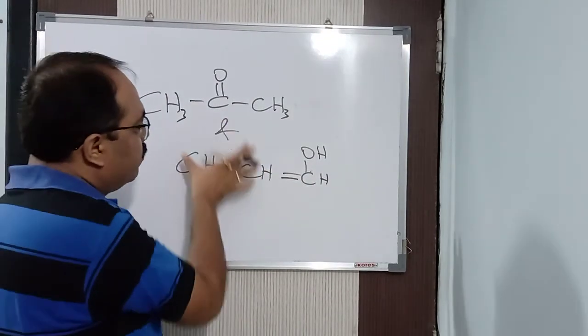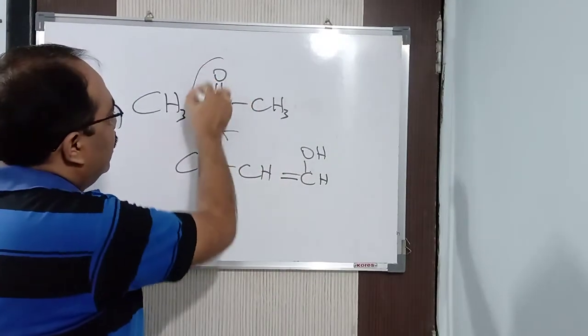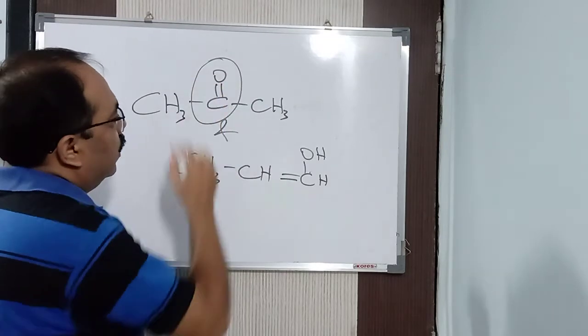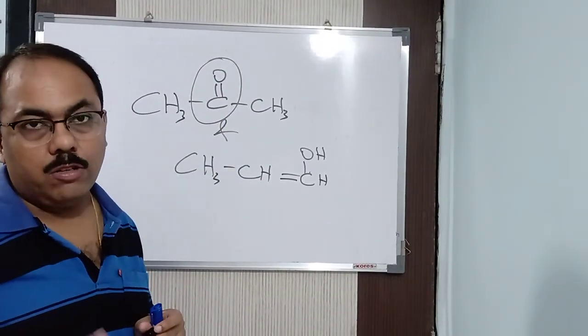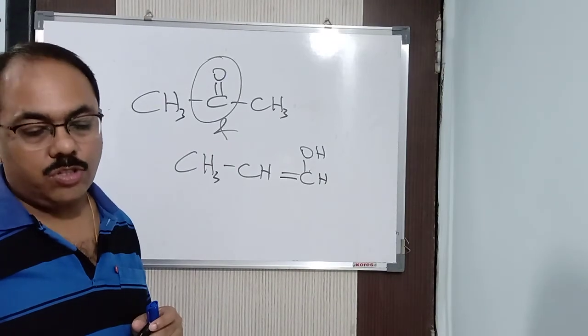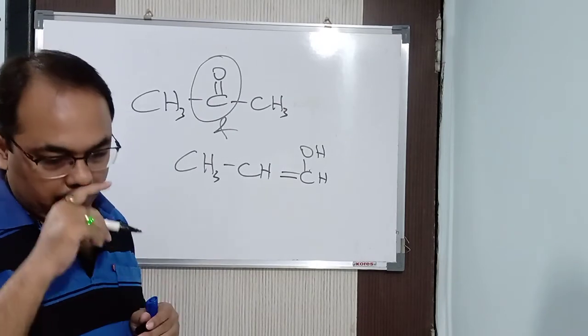Here the keto form is more stable than the enolic form. Why? You will study later on that it is stable due to resonance. That factor will be coming later. So the keto form is more stable here.